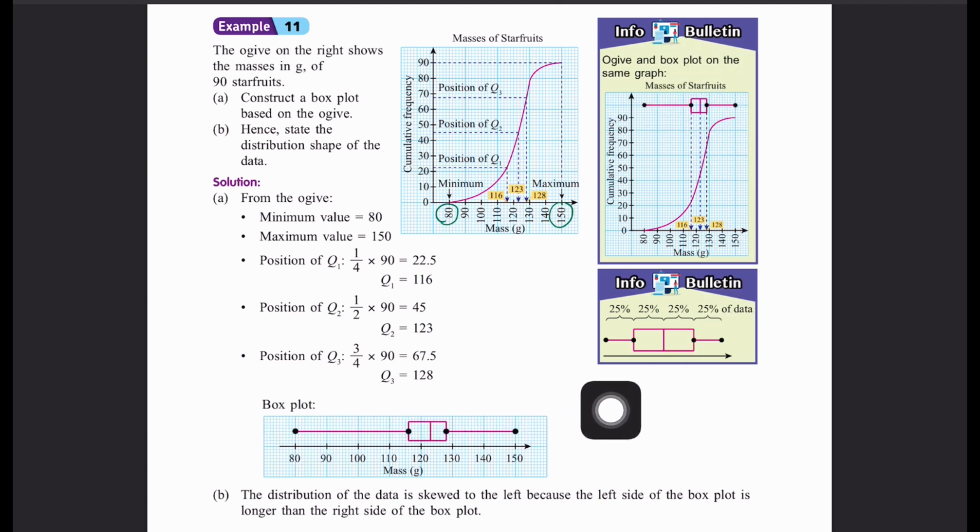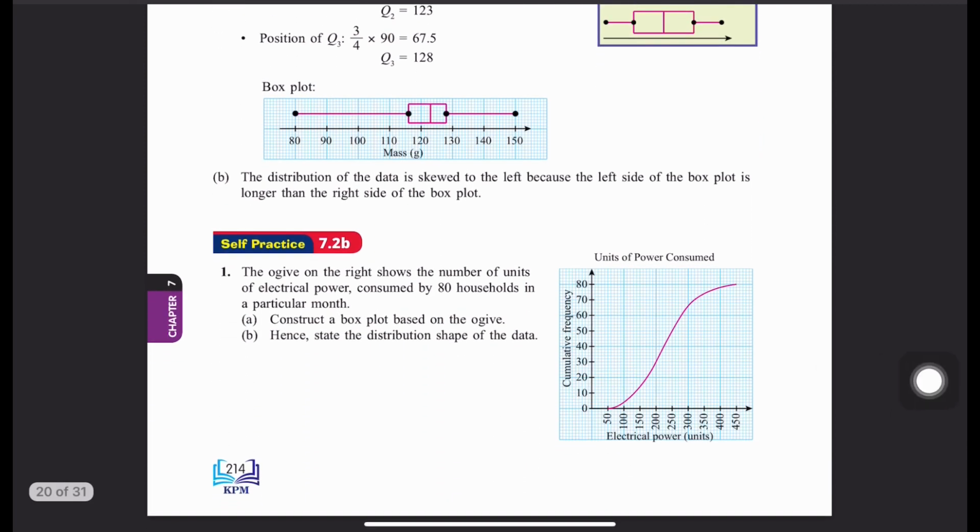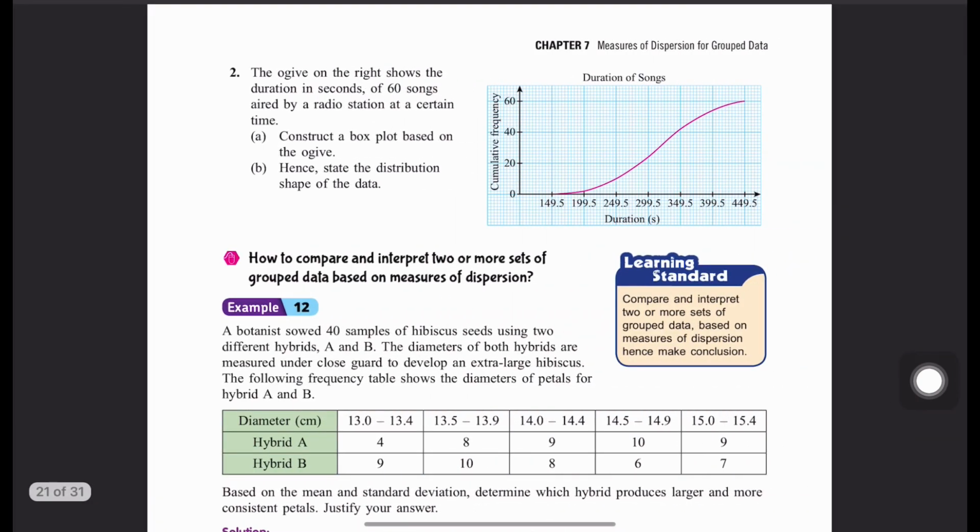Okay, now B. Hence, state the distribution shape of the data. Okay, sekarang tengok ekor dia ke mana? Ekor dia banyak ke left kan? So, kita boleh katakan the distribution of the data is skewed to the left because the left side of the box plot is longer than the right side of the box plot. Whisker dia. Okay, maksudnya misai dia lebih panjang di sebelah kiri. So, dia adalah left skewed. Okay, nanti boleh try lah self practice 7.2.